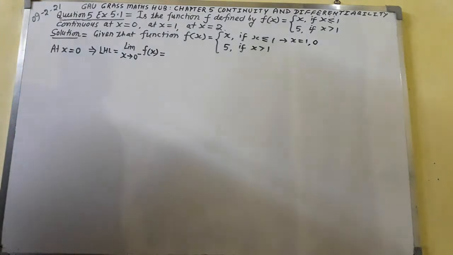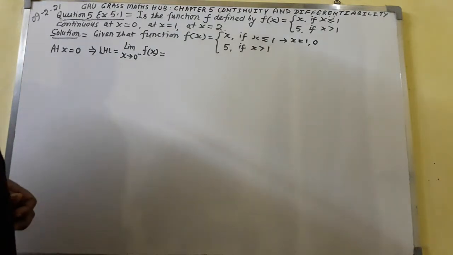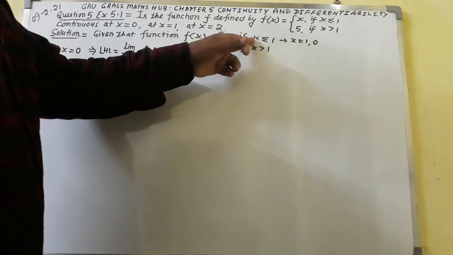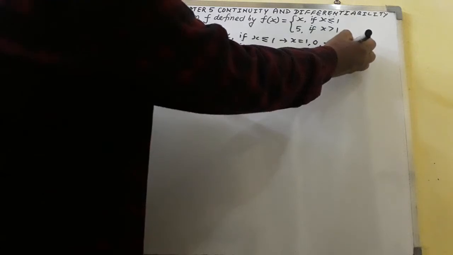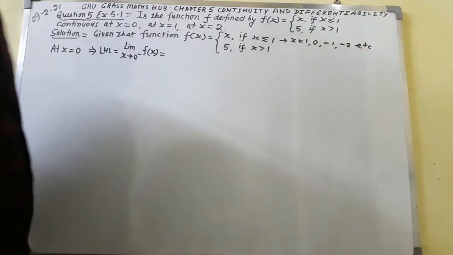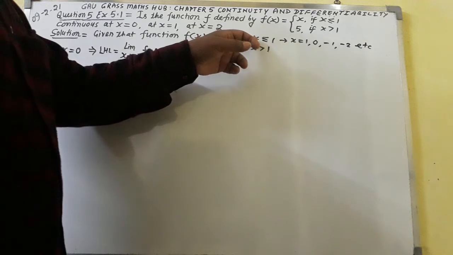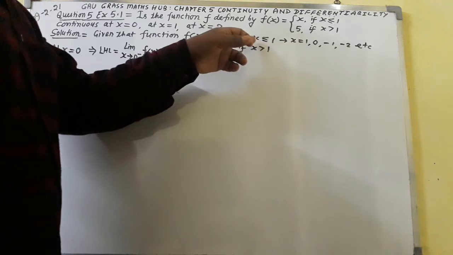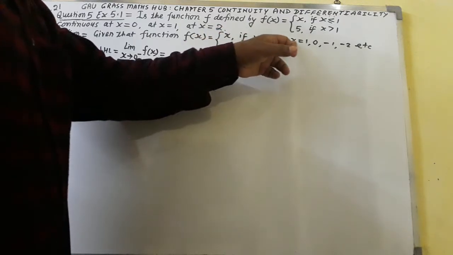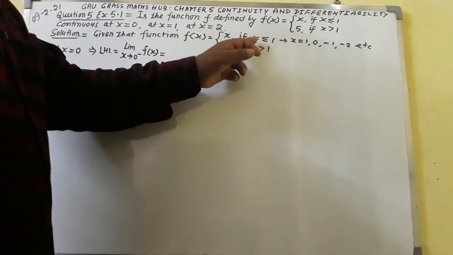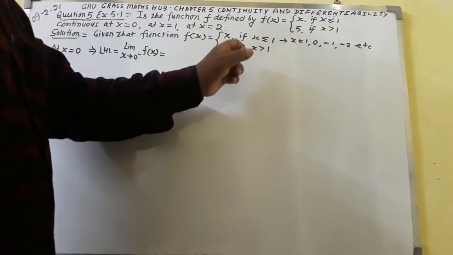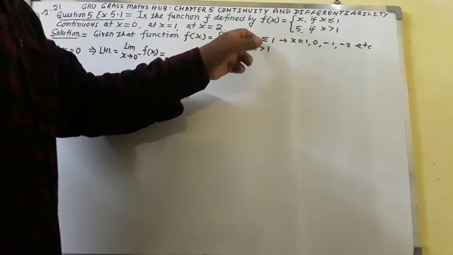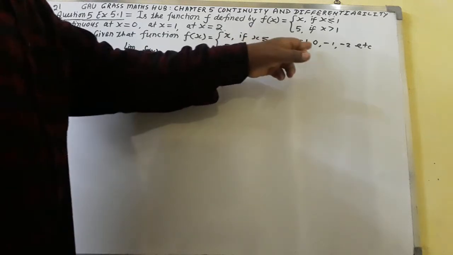And less than 1, the value of x can be 0, -1, -2, etc. The value of x must be less than 1 or equal to 1. So here x equal to 1 I have written, but here the value of x must be less than 1: 0, -1, -2, etc.